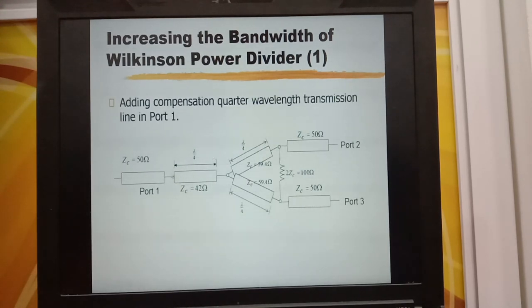This additional quarter wave transformer will transform 50 ohm to a lower value. For example, the input impedance as seen at this point will be given by the square of 42 divided by 50. That will give us an input impedance which is lower than 50 ohm.